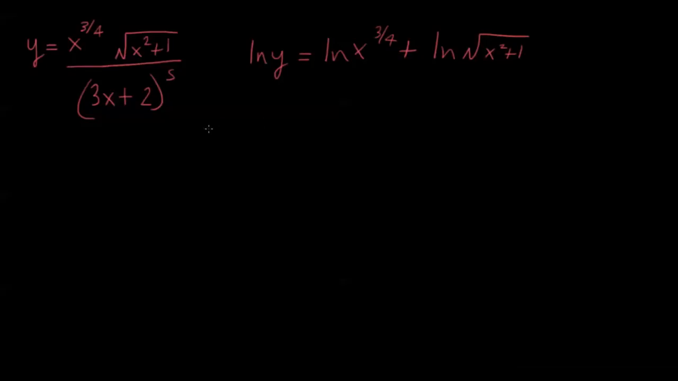So if you're dividing by the natural log, we distribute the natural log to each piece, then this would be minus the natural log of 3x plus 2 to the 5th, because the natural log of a divided by b is equal to the natural log of a minus the natural log of b.